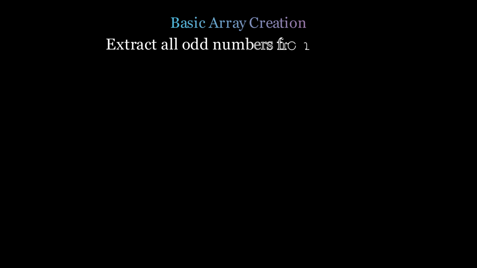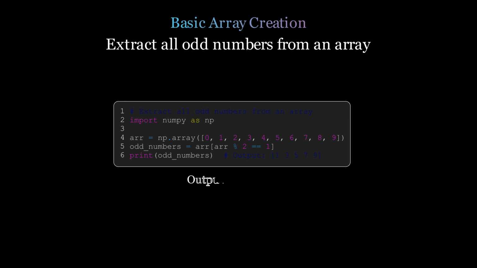Now let's look at array operations. Problem 3 demonstrates how to extract all odd numbers from an array. We use Boolean indexing, a powerful feature in NumPy. The expression r modulo 2 equals 1 creates a Boolean mask that is true for odd numbers. When we use this mask to index the array, we get only the elements where the condition is true. This gives us all odd numbers in the array.